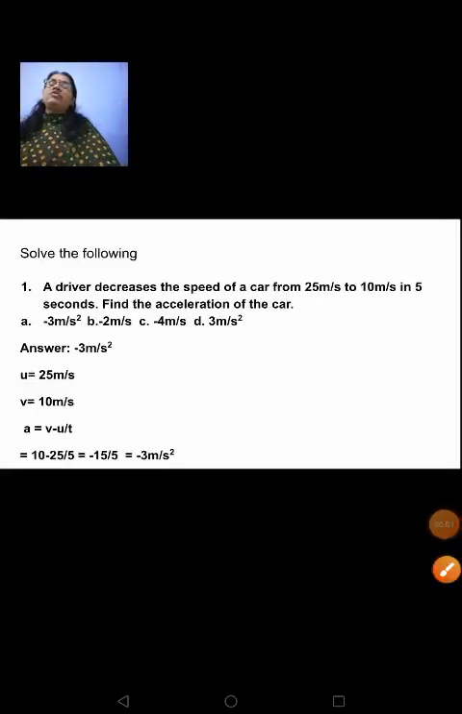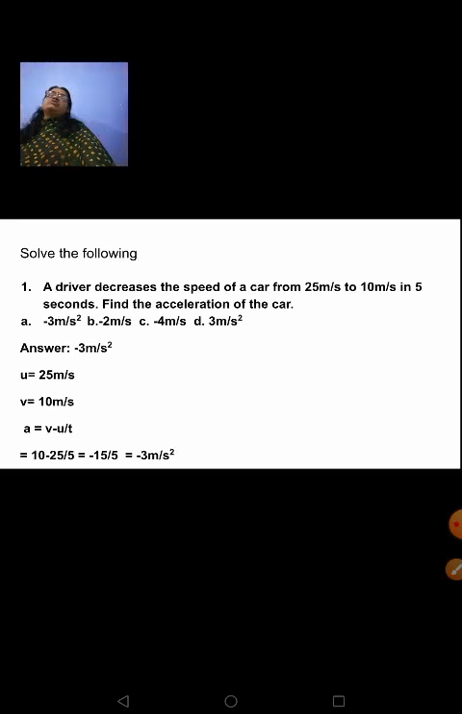Let's begin with solve the following. A driver decreases the speed of a car from 25 meter per second to 10 meter per second in 5 seconds. Find the acceleration of the car. What's given here? The speed of the car decreases from 25 meter per second to 10 meter per second. So the initial velocity is going to be 25 meter per second and final velocity is going to be 10 meter per second. And time given is 5 seconds. They want you to find the acceleration.